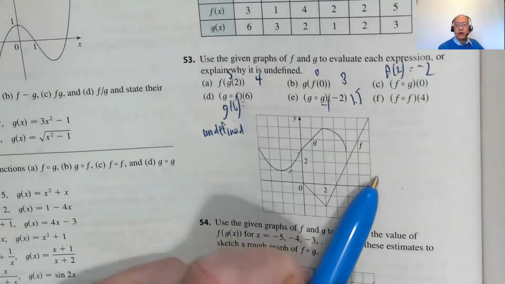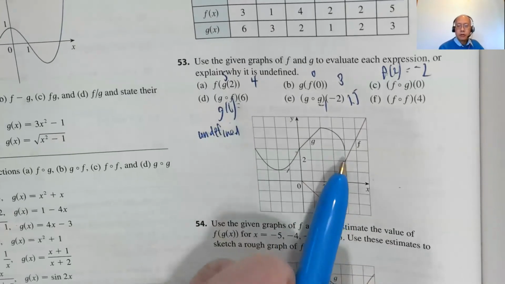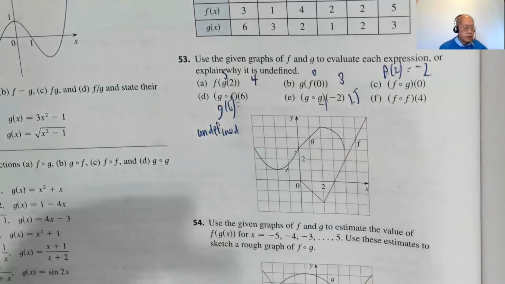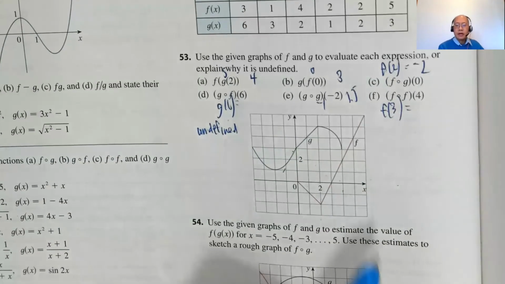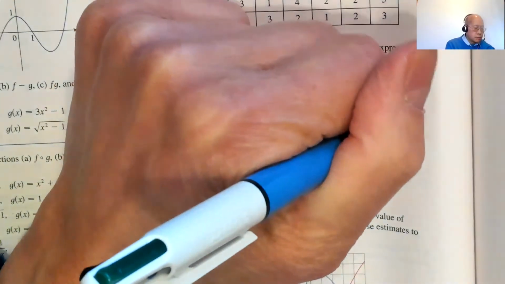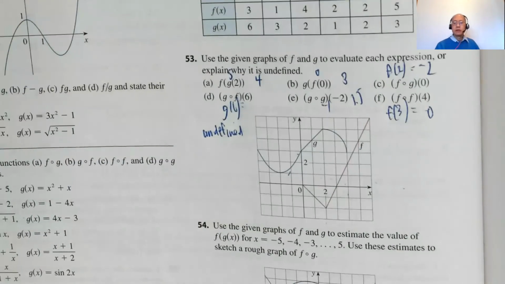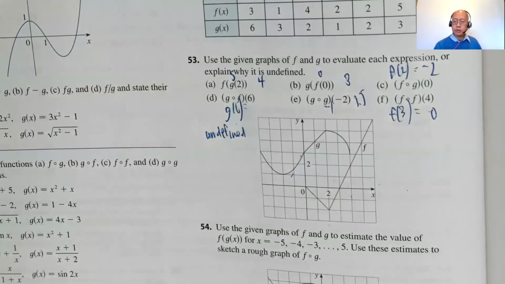And finally, f of f of 4. F of 4, red graph, 1, 2, 3. F of 4 is 3. Now I'm just looking for f of 3. F of 3 looks like it's 0. Okay. All right, so that'll do it for section 1.3.